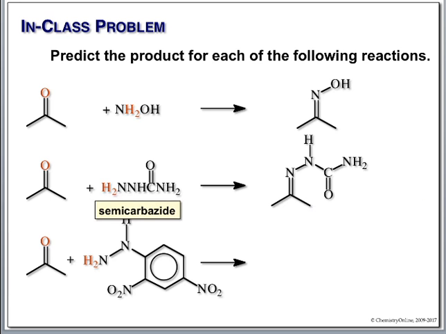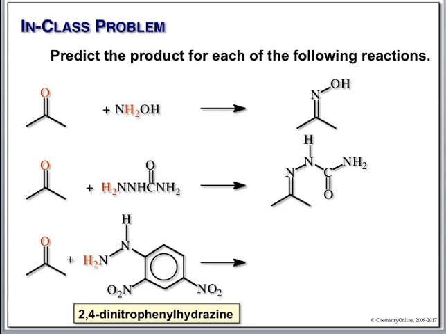Our last one here, this is called 2,4-dinitrophenylhydrazine. So it's kind of similar to this. Again, it's an alpha effect nucleophile. This is the basis of a qualitative test. Let's say I gave you something, and I just asked you, is this a ketone or an aldehyde? Well, the way you could test for it is you would use what's called 2,4-DNP reagent, which is just this stuff in acid.